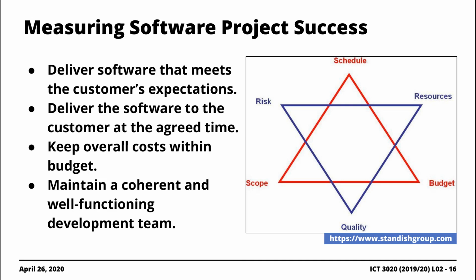But increasingly, and this is not coming from the Standish Group, I should clarify, entities such as PMBOK have come up with additional aspects associated with risk, for instance, and resources associated with the project. So what you're seeing here is what's called the star pattern, where all these different aspects are taken into account to assess whether or not a particular software project is considered successful.